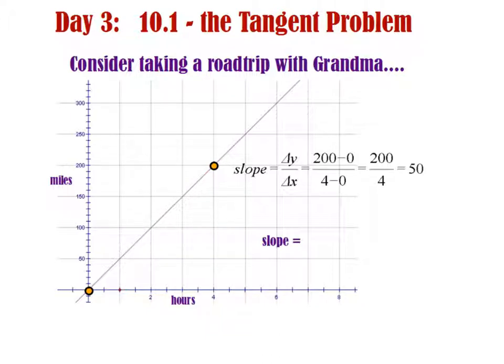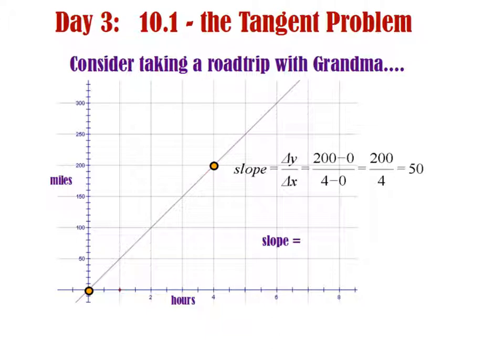Say you're going on a road trip with Grandma, and this is a graph showing what's happening as time passes. So we have our hours here. This is how many miles you've traveled. So as time passes, the miles increases. That makes sense. All right. If you were to find the slope of this particular line, that would be your rate of change.